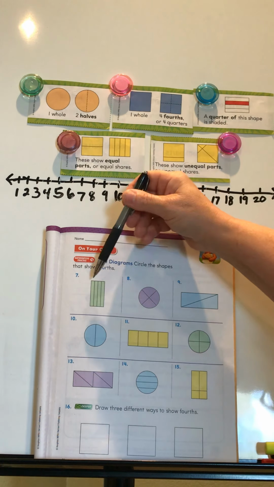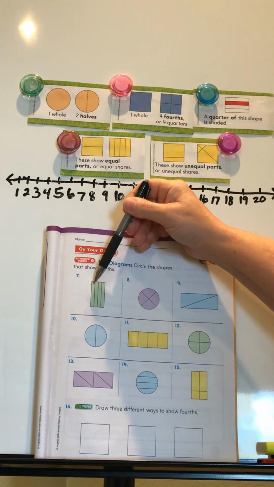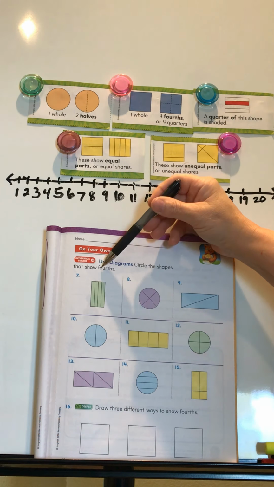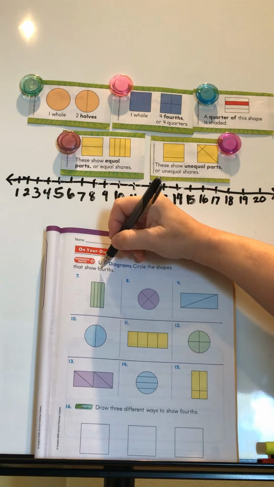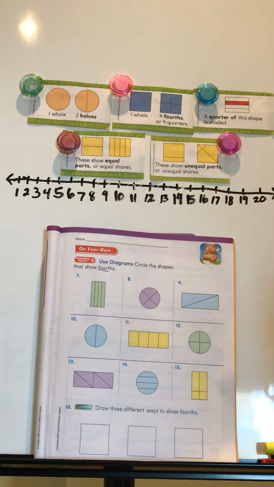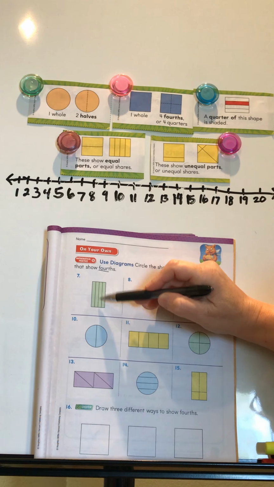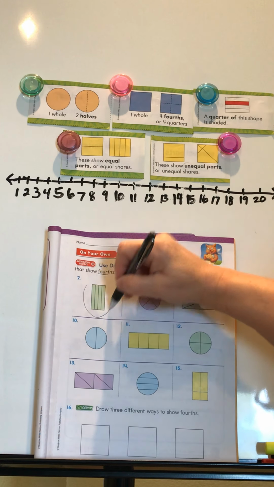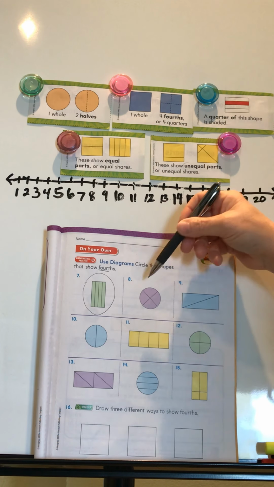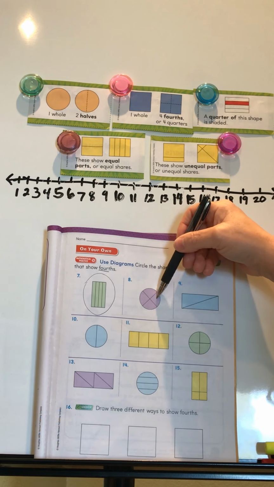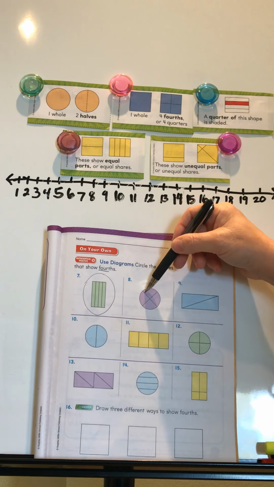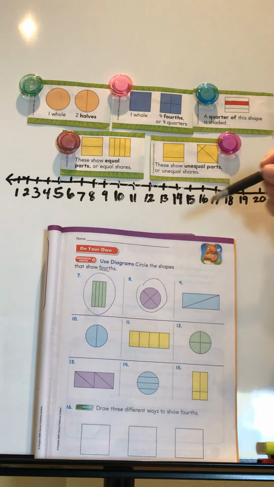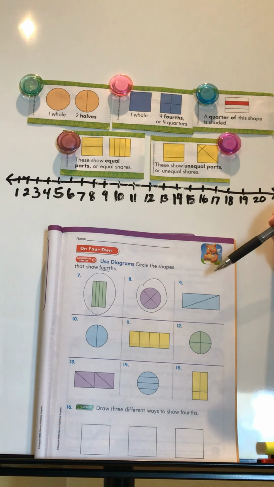So let's look at this rectangle. Let's count the parts. 1, 2, 3, 4. Okay, it has 4 parts. So that word fourths, 4 parts. Are all of them the same size? Are they all equal? Yes, so that makes fourths, so we can circle it. Okay, look at the circle. Count the parts. 1, 2, 3, 4. Yes. Are all of them the same size? Yes, they are.